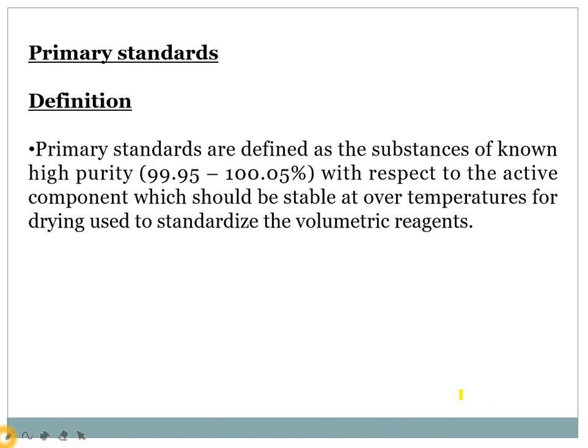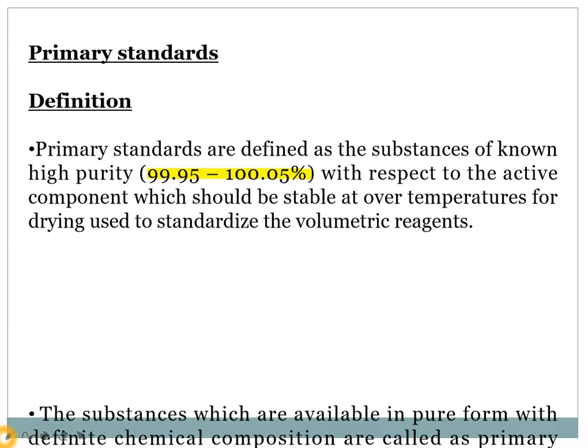Its definition: they are substances having high purity, and the purity range is between 99.95 to 100.05% with respect to the active component. They should be stable at the temperatures used for drying, and are used to standardize volumetric reagents. So primary standards are mainly used to standardize volumetric reagents. They have high purity in the range of 99.95 to 100.05%, and they have to withstand the drying temperature. That means they should be stable.